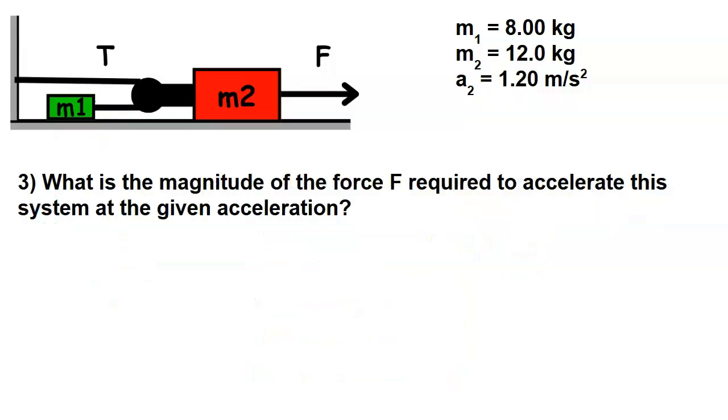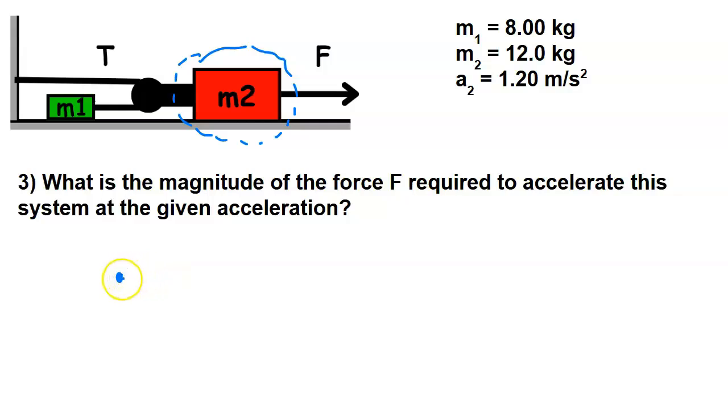All right, now we'll take a look at part 3. What is the magnitude of the force F required to accelerate the system at the given acceleration? So now we're trying to solve for F. And once again, we're going to draw our system boundary. So this is our object of interest. And we're going to draw our force diagram.